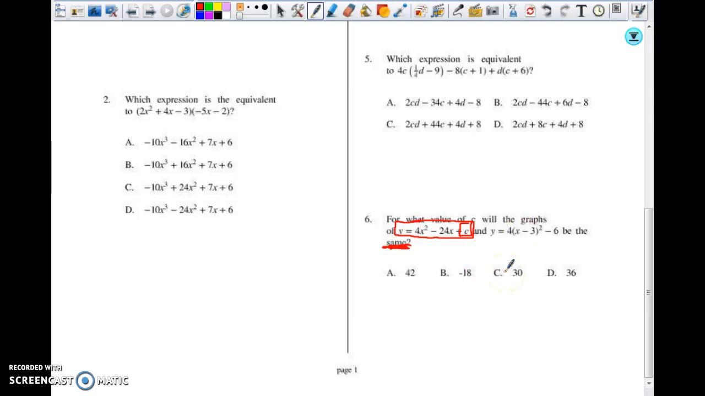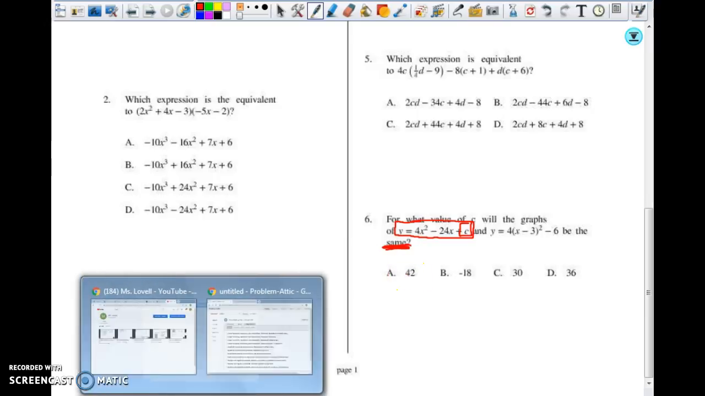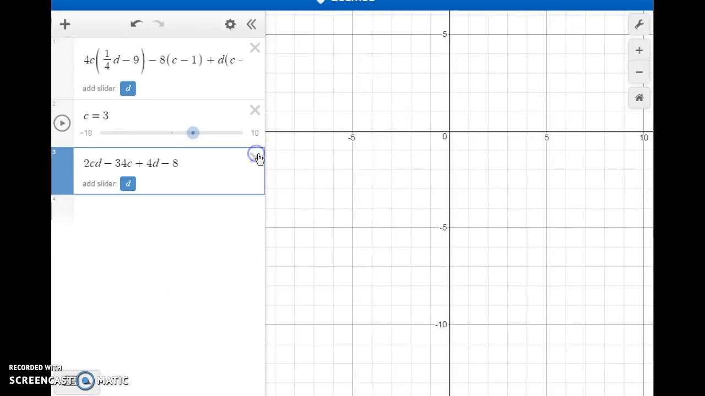So for this one, if you're going to check it in the calculator to make sure they're the same, you're going to want to match it. So, for example, let's say we're trying A. In the calculator, we're going to type in the equation, but instead of putting the c, we're actually going to put one of the answer choices. So, for example, if we were trying A, let's try A, 42. All right, let's close these out.